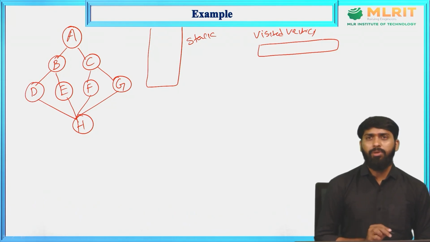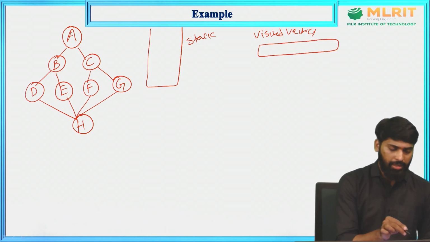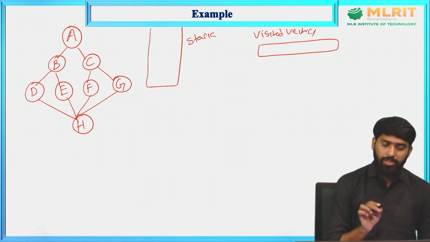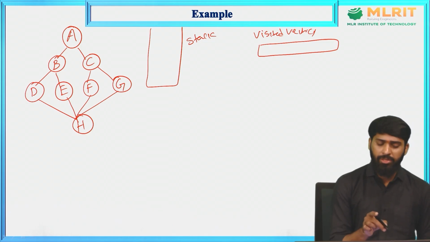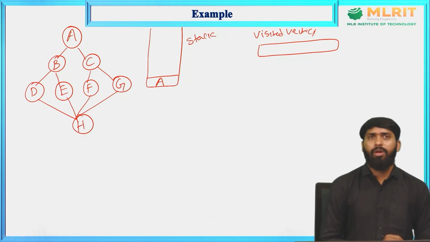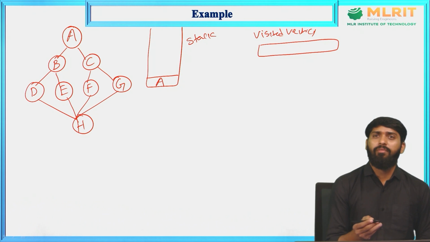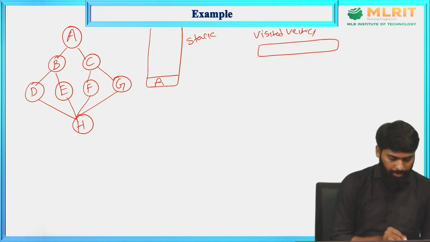What is step 2? Select any vertex from the graph as the starting vertex. In this case I select A here. So step 1, push the selected vertex into the stack. So this is the A. Now what is the second step? Pop the vertex from the stack. So pop. Here I am drawing.